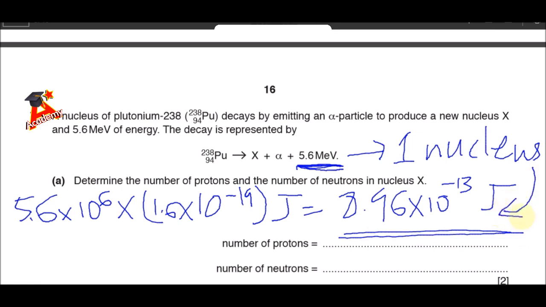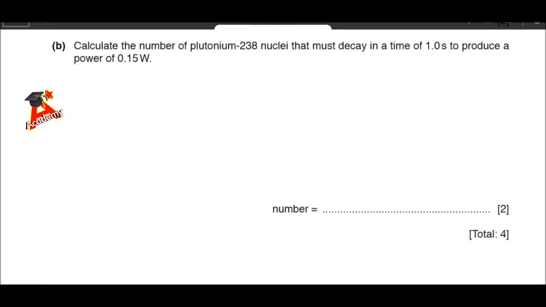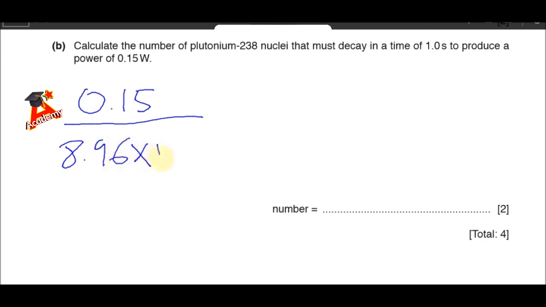One nucleus. So how many nuclei do we need to get 0.15 joules? Right, to get 0.15 joules, we need this many nuclei: 0.15 divided by 8.96 by 10 to the minus 13. This is the number of nuclei. From that we get the nuclei needed.